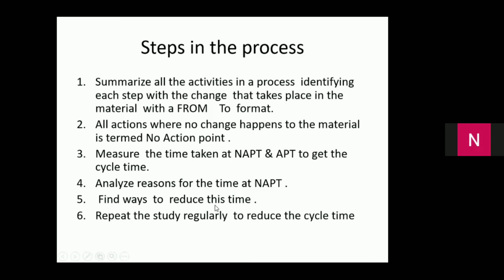Find ways to reduce this time. Then repeat the study regularly to keep on reducing the cycle time. Continue the study because it is not a process that can be ended soon. Keep on improving. Kaizen, the Japanese call it. You can always fine tune, reducing 1 second here, 1 second there, so that your cycle time keeps on reducing. And once the cycle time reduces, automatically the number of cycles that you do in a month increases.